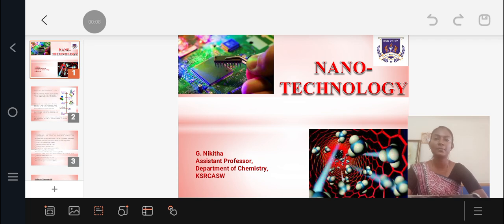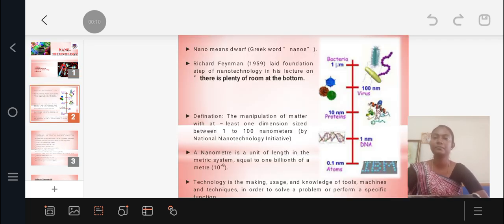Now we are going to discuss nanotechnology. Richard Feynman laid the foundation of nanotechnology in his lecture, "There is plenty of room at the bottom." "Nano" is a Greek word meaning dwarf. Definition of nanotechnology: the manipulation of matter with at least one dimension sized between 1 to 100 nanometers. A nanometer is a unit of length in the metric system equal to one billionth of a meter, that is 10 power minus 9.